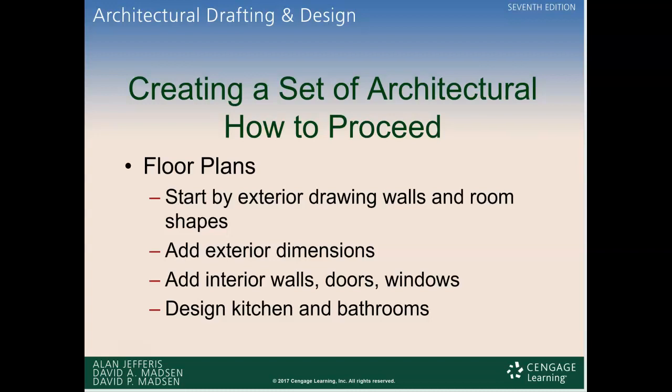Creating a set of architectural drawings: how to proceed. What comes first on a floor plan? First, start with the exterior drawing of walls and room shapes. I would hold off on dimensions, and then use dimensions to check your work, I think is what's meant here. But your final dimensions usually happen a little bit later on. Part 3 would probably be add interior walls, then add doors, then add windows. And then finally you can design the kitchen and the bathroom.